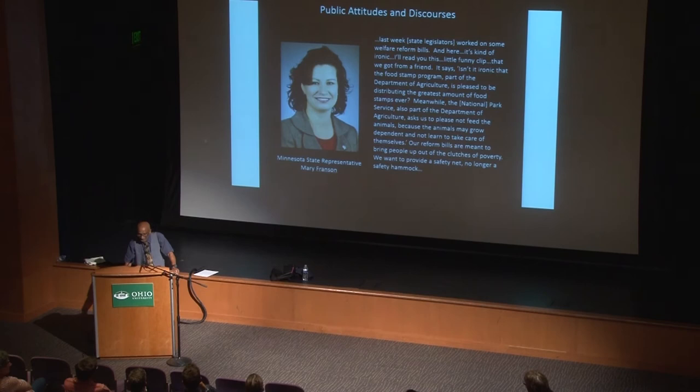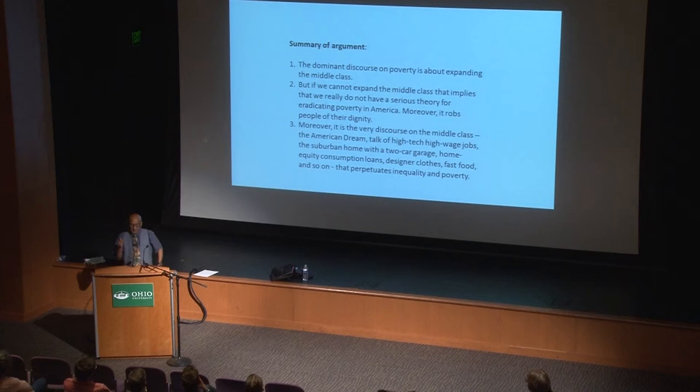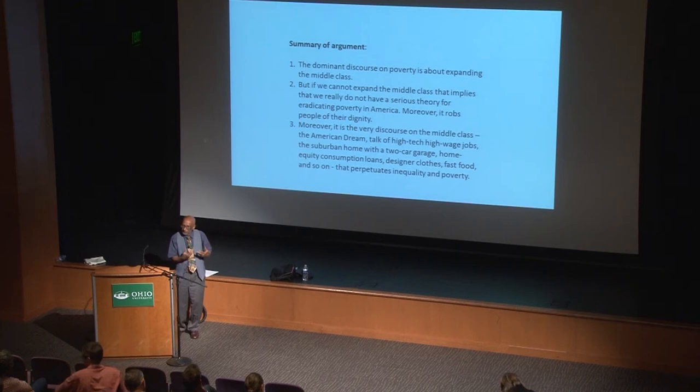So here's the summary of that part of the argument. The dominant discourse on poverty is about expanding the middle class. I think we should resist that and offer an alternative vision. Since we cannot expand the middle class, which is what I tried to demonstrate, that implies we don't really have a serious theory for eradicating poverty in America. And to me, it's doubly troubling that not only is it about our own intellectual bankruptcy, but it robs people of their dignity. That's very serious.